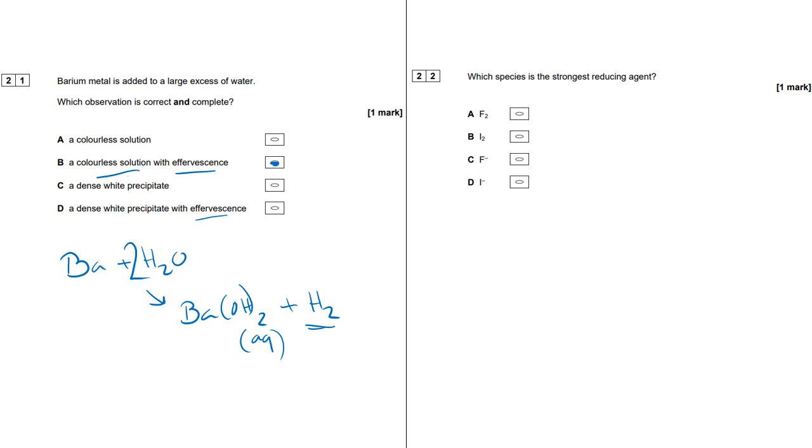Question 22. Which species is the strongest reducing agent? A reducing agent is something which itself is oxidized. So the question is saying, which one is most likely to lose electrons?